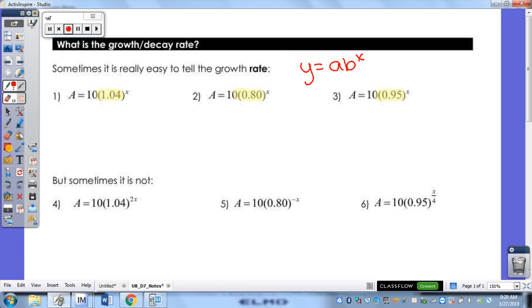So what they want to know sometimes is what is the actual growth rate. So we know what the growth factor is. They want to know the actual percent that it's increasing by or the percent that it's decreasing by.